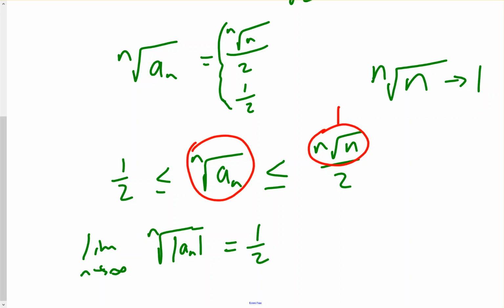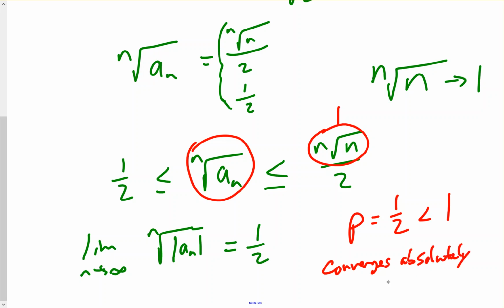Okay, and so we have rho being 1/2, and since that's less than 1, we would say that this series converges absolutely by the root test. Let's take a look at a few more examples.